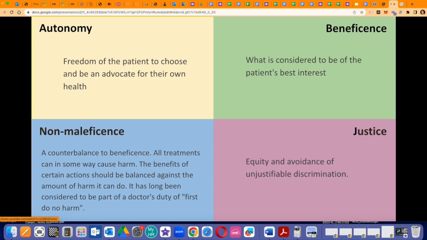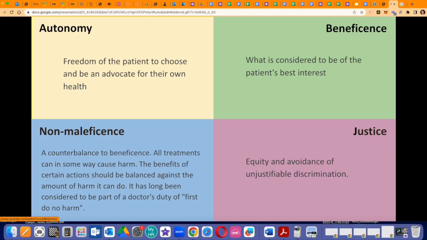So first of all, we got quite a lot of this already from the video, but we're just taking it a little bit further. Autonomy is the freedom of the patient to choose. So when you give healthcare to a patient, if they are of right mind, if they are mentally able to make a decision, they should be given that choice, okay?